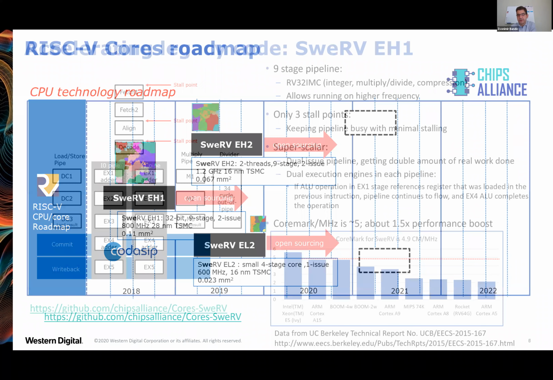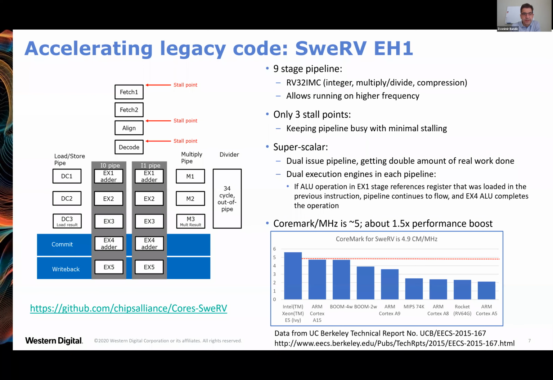So this is the SweRV EH1 core architecture. This is a 9-stage pipeline, and it implements the RISC-V 32-bit architecture, including integer, multiply, and compression. Compression is important for code density. And it has only 3 stall points, so we keep the pipeline busy with minimum stalling. Stalling points are only on the fetch, align, and decode. It's superscalar. It has a dual-issue pipeline.